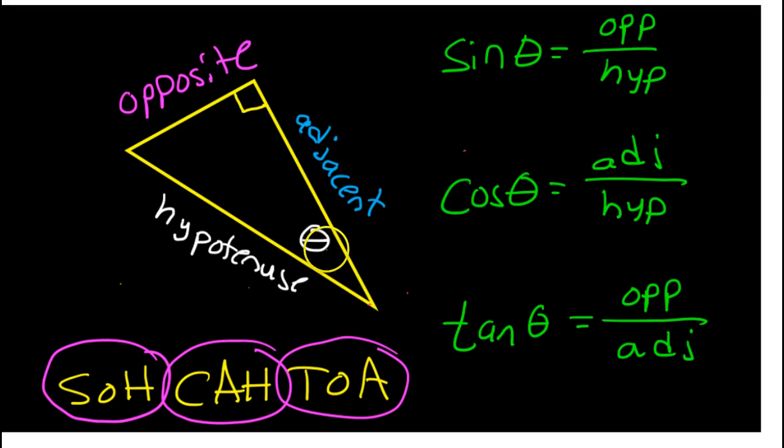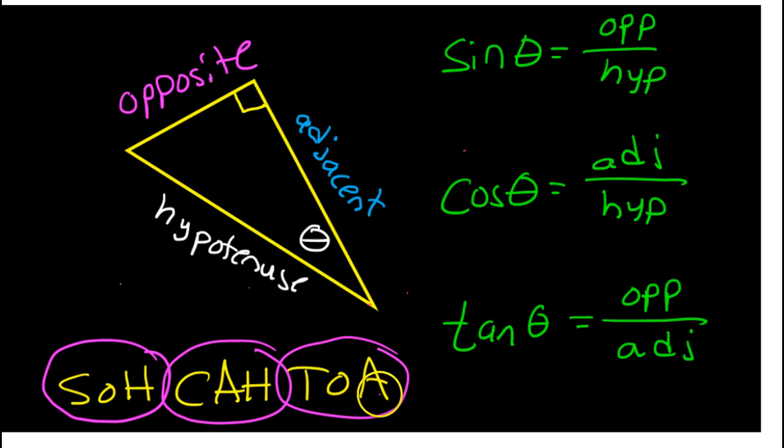These definitions are based on picking a particular angle, and once you've picked an angle, the side across from the angle is opposite, the side that's close to the angle is adjacent, and the side that's across from the 90-degree angle is the hypotenuse. So with that in mind, the sine of the angle is opposite over hypotenuse, the cosine is adjacent over hypotenuse, and tangent is opposite over adjacent.